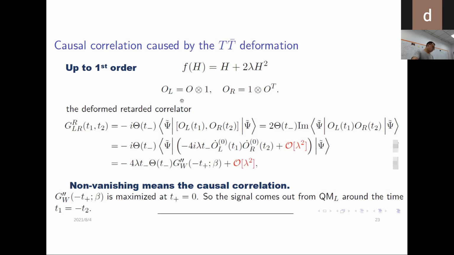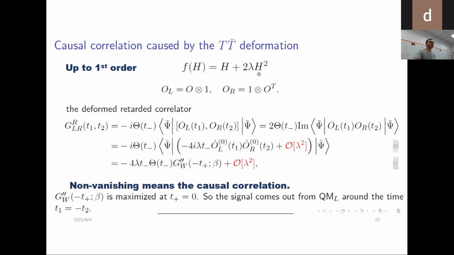So there is a good sign to see the non-local TT bar deformation, as a non-local, or rather the TT bar deformation will induce the wormhole. You have to consider the deformed retarded correlator defined by this. We just put the left and right operators in the bracket, the commutator of this.